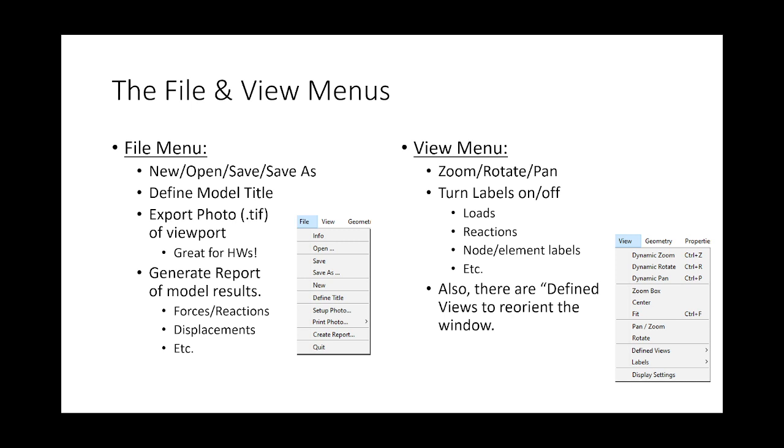The View menu is where you zoom, rotate, pan. You can rotate in 3D fashions if you want. You can also use these define views to get back to the front view, the X and Y, etc. You can also turn labels on and off, so that won't delete the data, but if you're like, I don't want to see the support conditions, you turn the label off for the Fixities and it'll go away.